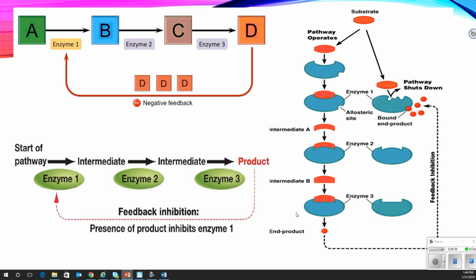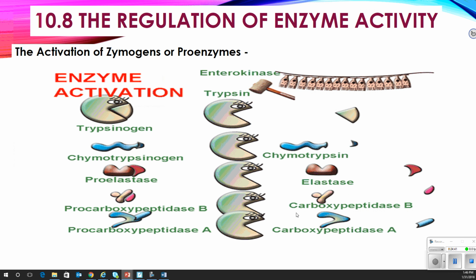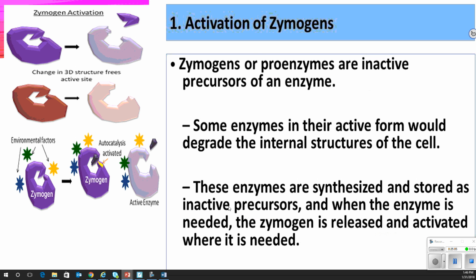Okay. So then we get to more of the regulation of enzyme activity, the activation of zymogens and proenzymes. So here we go. As we go down here, you can sort of see the enzyme and the little trypsin going back and forth, and enzyme activity. So we go a little bit farther here.